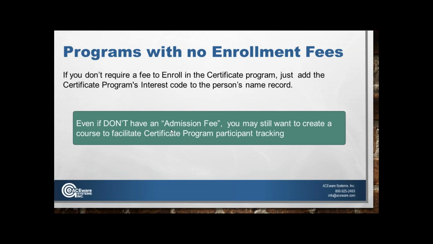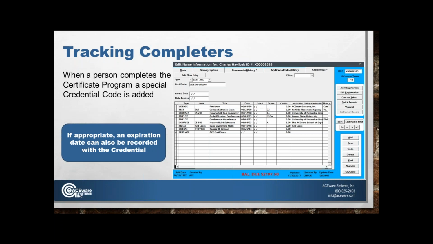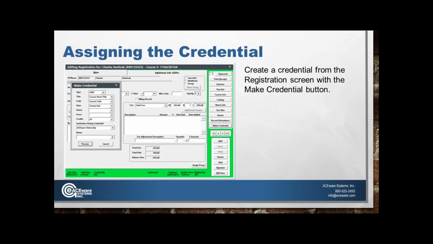And again, as a suggestion, even if you don't have an admission fee, if there is a voluntary process where a student checks a box, yeah, I'd like to be interested in the program, you could create a course with a zero fee and register people into the application for certificate blah to help manage that for your records. And again, we talked about the completers, putting in a credential when they're done.